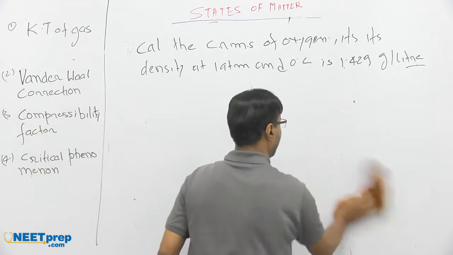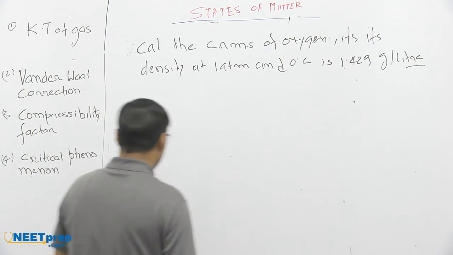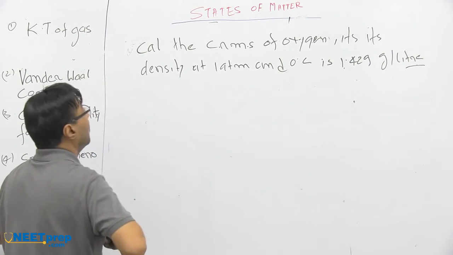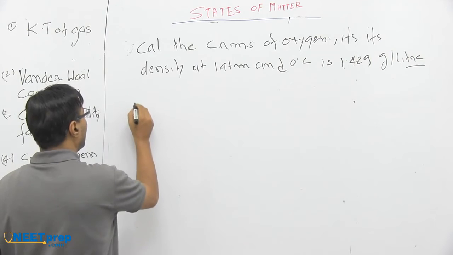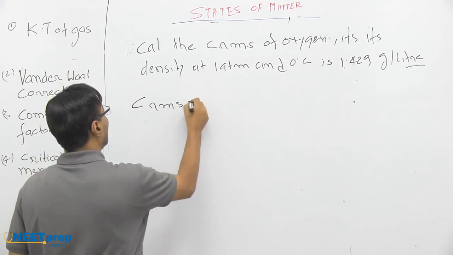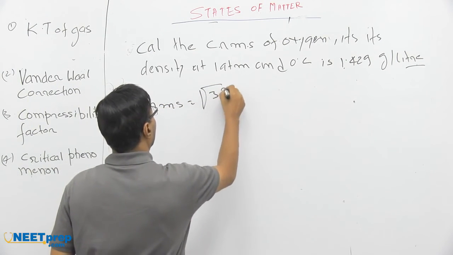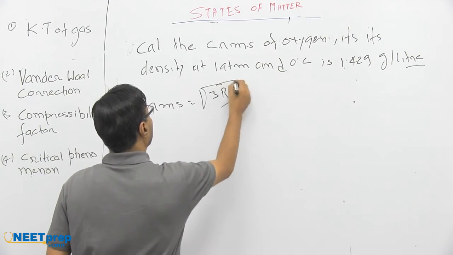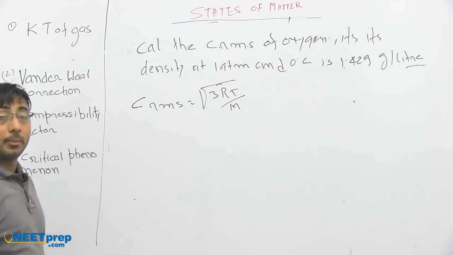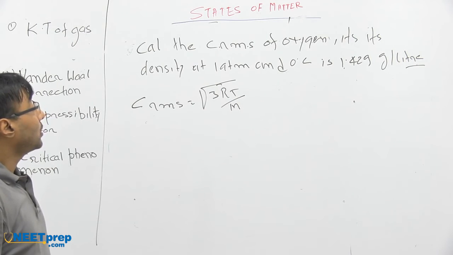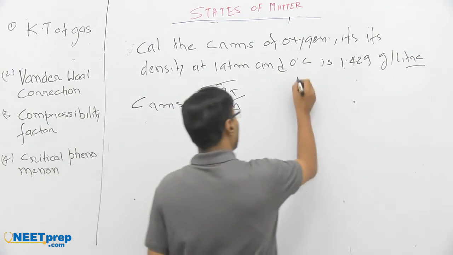Now how to solve this one? We know the C_RMS velocity is equal to under root 3RT by M. But the formula is given, so what is given?